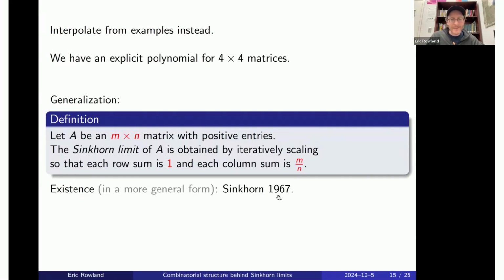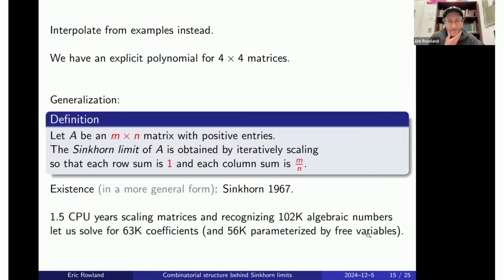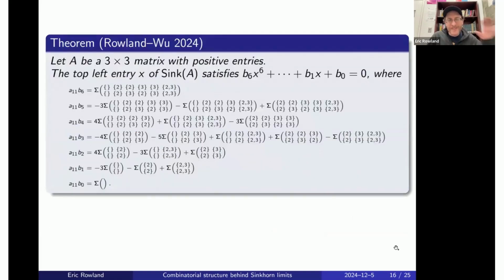And the existence of this limit was established by Sinkhorn in a separate paper 3 years after the first paper. So we still get a limit. And we spent a year and a half of CPU time scaling matrices and running PSLQ. We recognized the 100,000 algebraic numbers. This let us solve for 63,000 coefficients numerically, and an additional 56,000 parameterized by free variables. So this is kind of like an engineering project almost at this point, dealing with all this data. We've seen this already. This is the answer for 3 by 3.